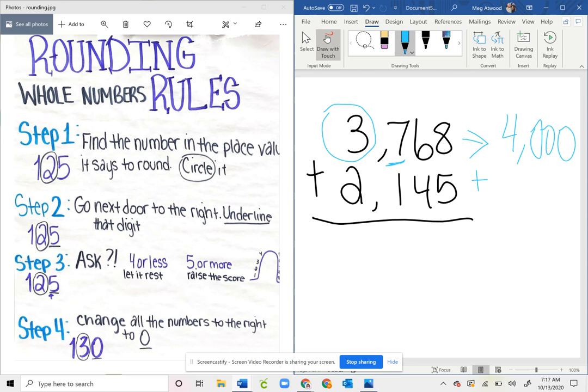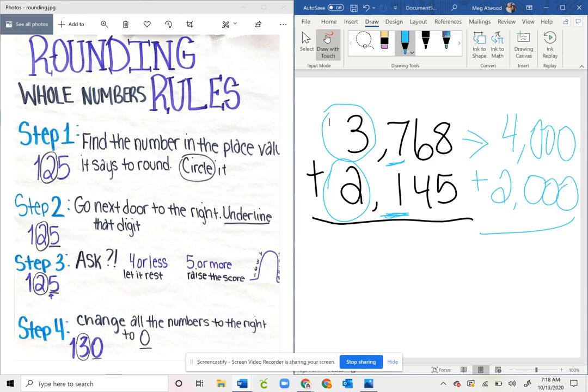plus, let's round this number now. Okay, so I'm looking again at the thousands because I'm rounding to the highest place value. I underlined my number before. I asked myself, is that underlined number 4 or less or 5 or more? This number is 4 or less. It's less than 4, it's number 1. That means this number gets to rest and it gets to stay the same, so that's 2,000.